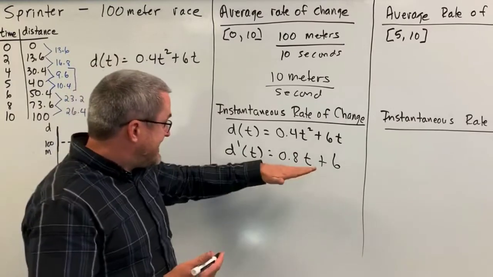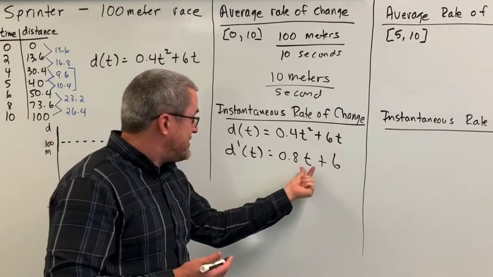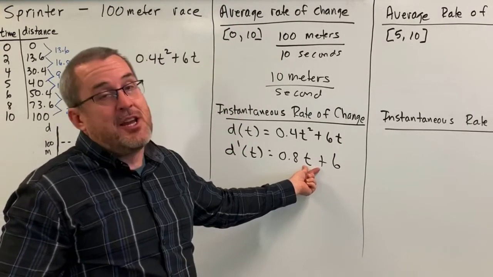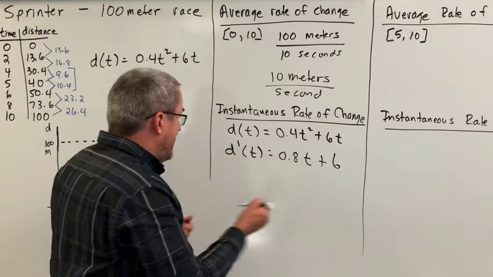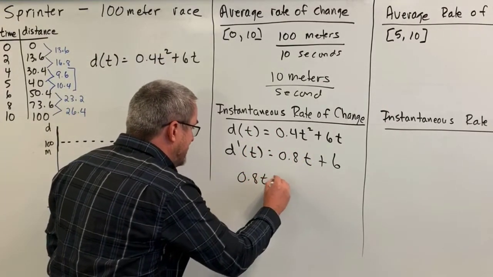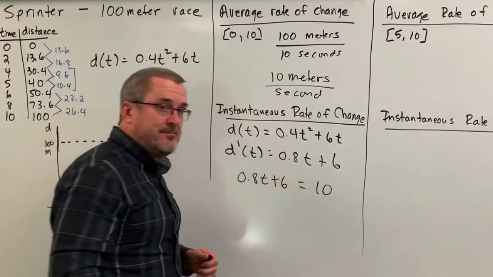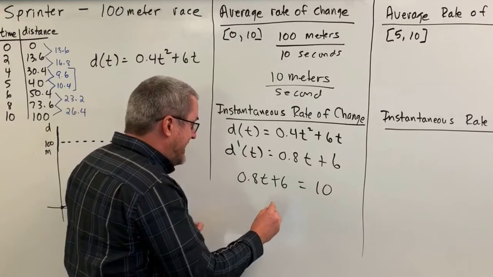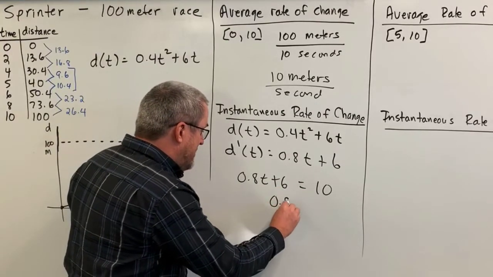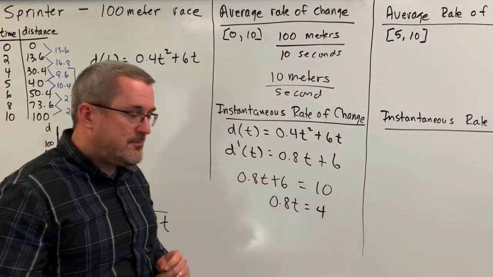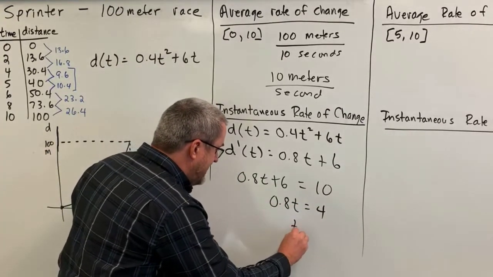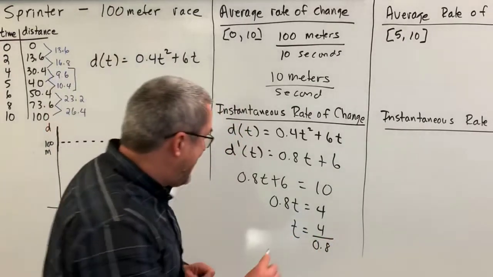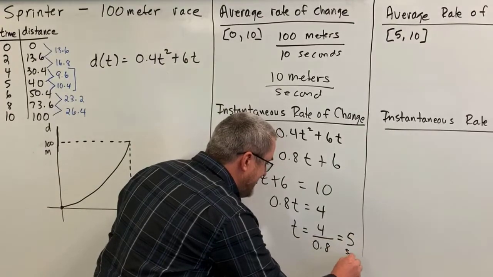So again, the question is: is this instantaneous rate of change, for any input value of t, equivalent to that average rate of change of 10 meters per second? Well, let's find out. Is 0.8t plus 6 ever equal to 10? We have a nice simple linear equation to solve. We can subtract 6 from both sides, so 0.8t will equal 4. Divide both sides by 0.8. You can check this out, but if you take 4 divided by 0.8, you do indeed get 5 seconds.